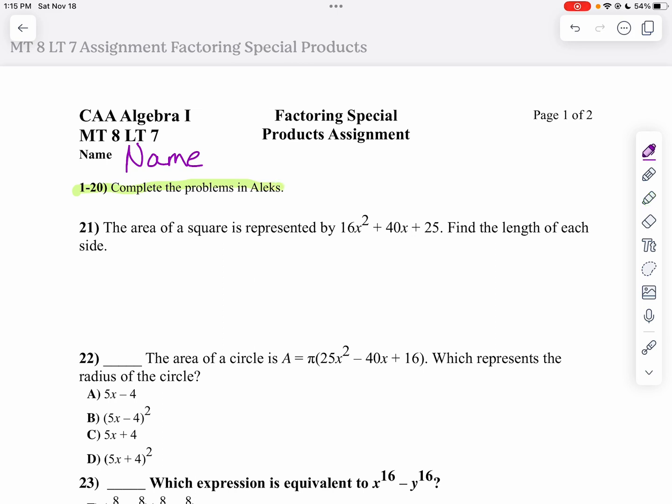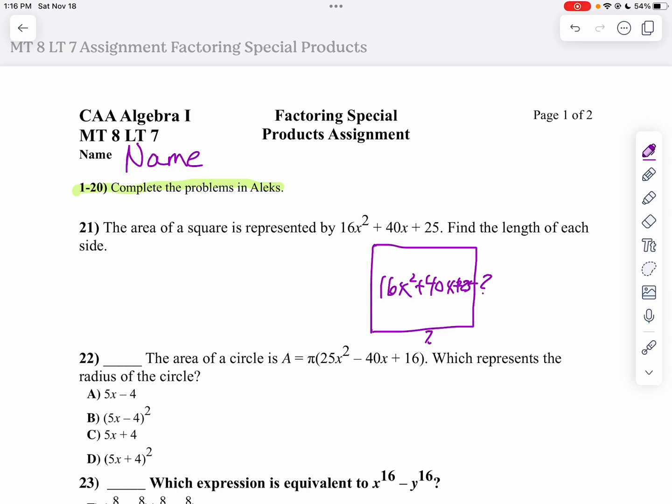On question 21, we've got this square, and we know the area is 16x squared plus 40x plus 25. Now, since we know it's a square, we know the length and the width have to be the same. This is the definition of perfect square. So in other words, I know my area is a perfect square because that's the area. So I'm just going to factor that.